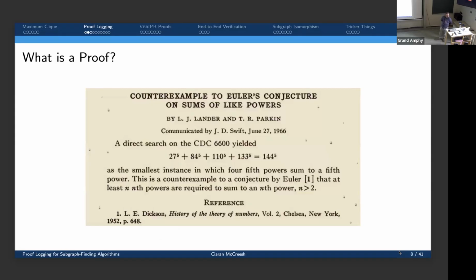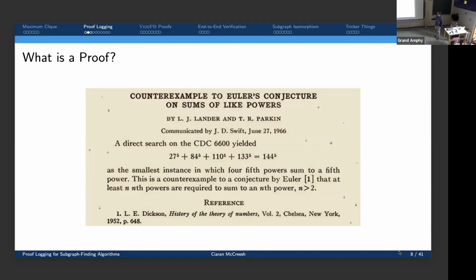Just a brief detour on what is a proof. This is possibly the shortest published maths paper. So a search on an old computer yielded this equation as the smallest instance in which 4 fifth powers sum to a fifth power. This is a counterexample by Euler. So how confident are we that this paper is correct? Well, we could get a calculator, we could check this sum. This is relatively easy to verify, so we're happy.